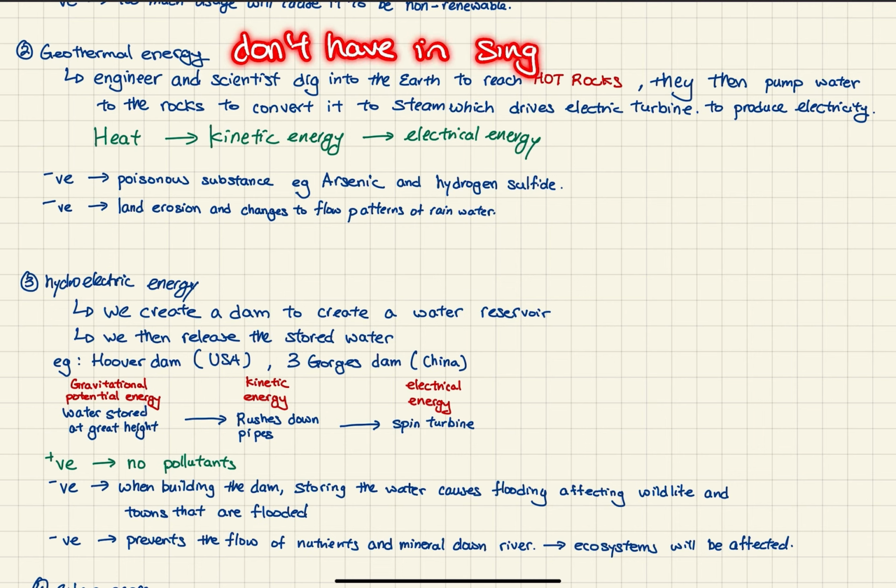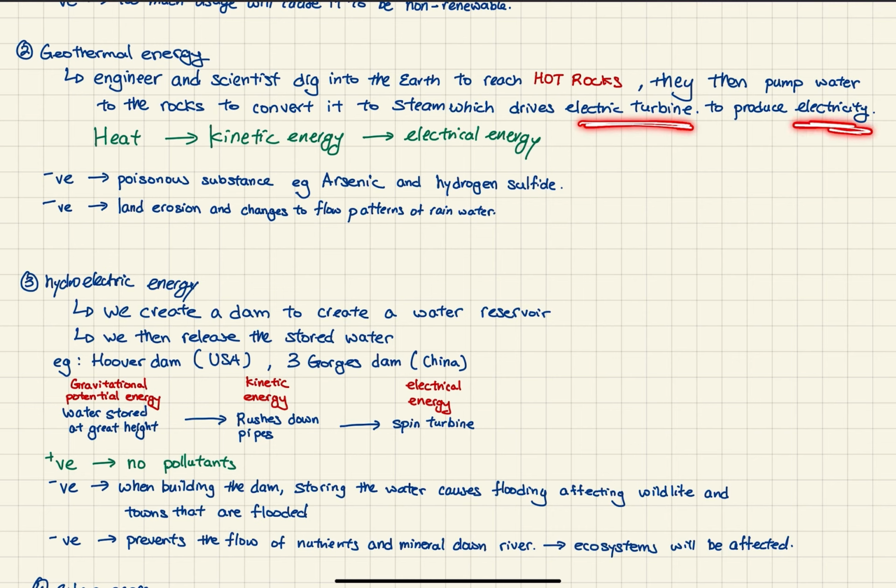Okay, we don't have it in Singapore. Scientists and engineers actually dig into the earth to reach hot rocks. Why do we want the hot rocks? Because we want to pump water inside to the rocks, and once the water touches the rocks, it becomes steam. This steam then travels back up to the earth's surface to run electric turbines to produce electricity. Okay, so this is how it works.